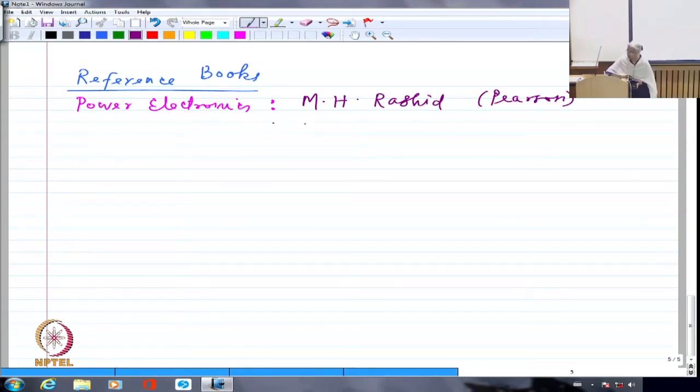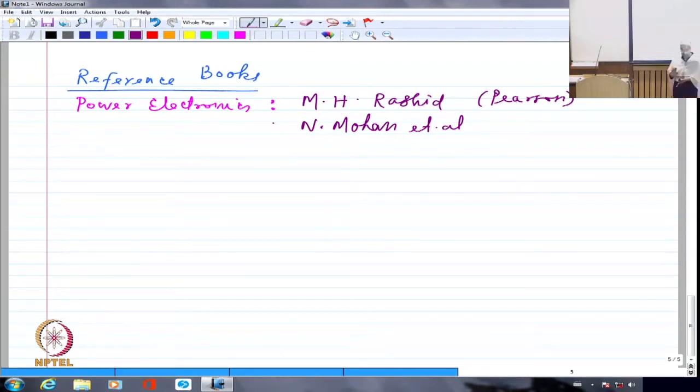The second one is N. Mohan et al. There are two more authors. This is from John Wiley. This book does not have any mistakes, but it is a typical foreign author book which does not have many problems to work out. You might have one or two examples that are done, and it's a little higher level. Sometimes it is a put off for a beginner, like Fitzgerald in machines. Fitzgerald is very well written, but it is a little higher level for a beginner. So Rashid is a little lower level, whereas Ned Mohan is a little higher level. So this is from John Wiley.